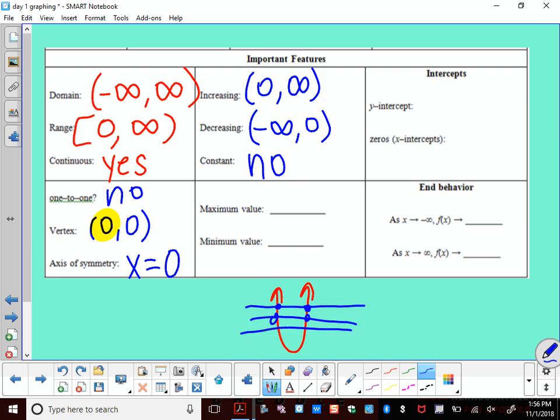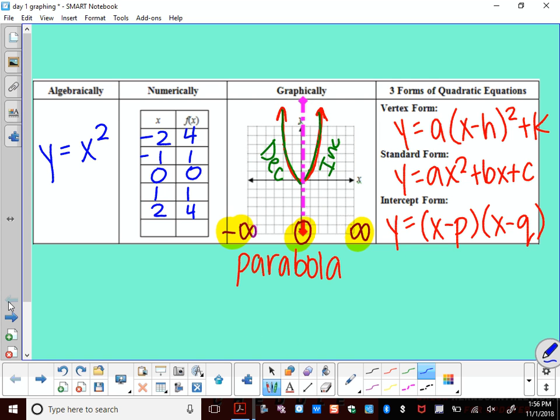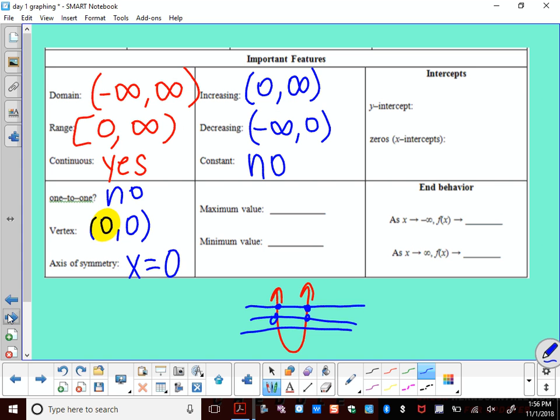Alright, do I have a max or a min? Both? Can't have both. Max is in the perimeter, right? Do I have a high point on my graph or a low point? Low. Low point, so that would be a min. So max is none. My min is also my vertex. Your max and min will always also be your vertex. We'll talk about that later, about how you have to use it.